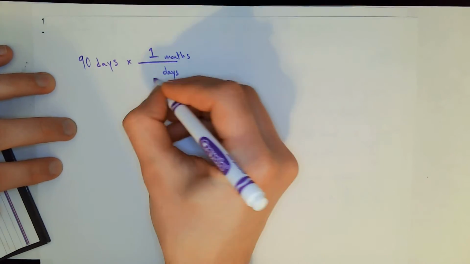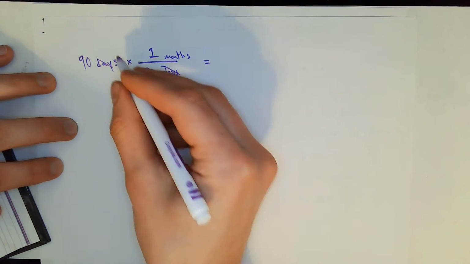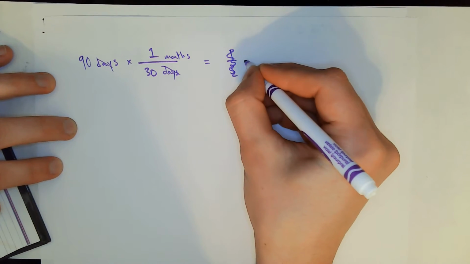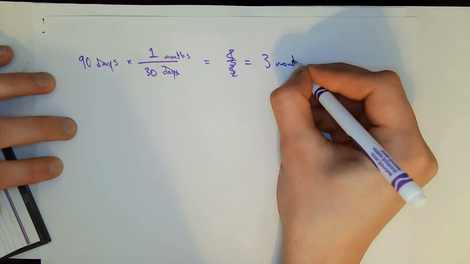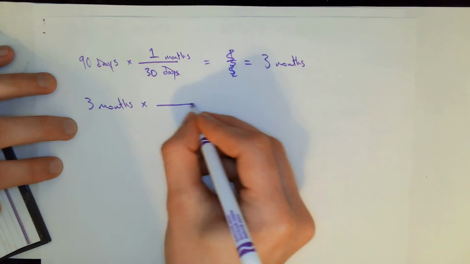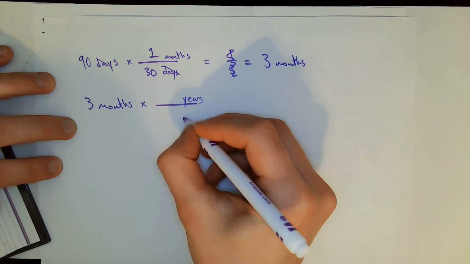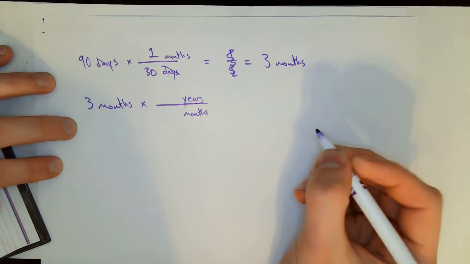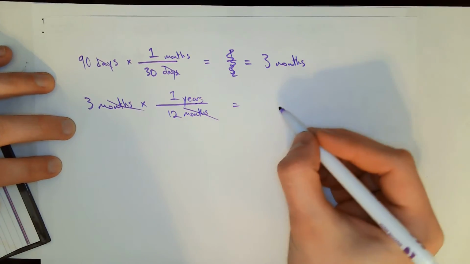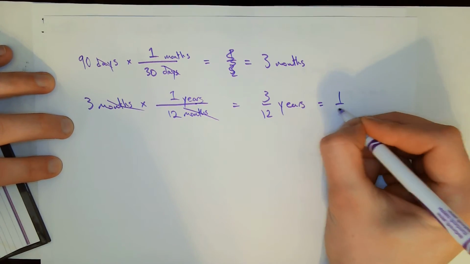Well, there is 1 month in 30 days, approximately, right? Days cancels, 90 over 30 is 3 months. And then 3 months, I'm just showing the unit cancellation. If you've learned to do things this way, you want to get to years now, and you want to get rid of months. Well, there's 1 year in 12 months, so multiply across, these months cancel, and you end up with 3 over 12 years, which of course is 1 over 4 years.